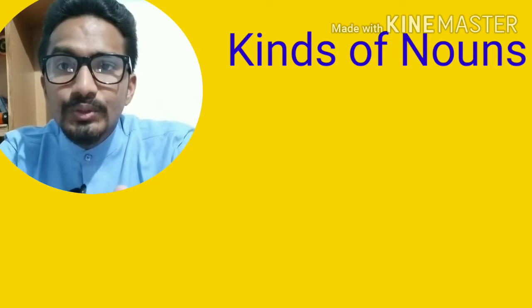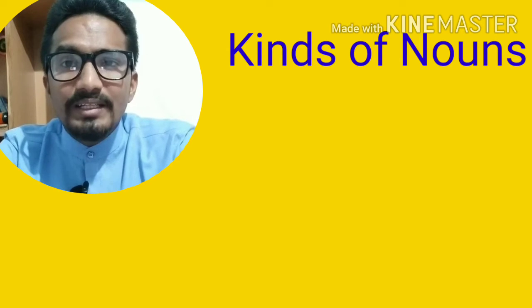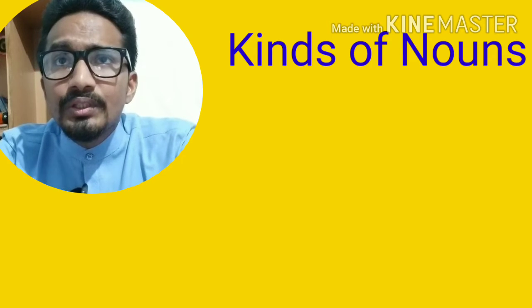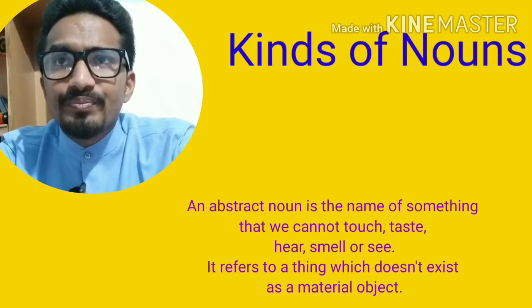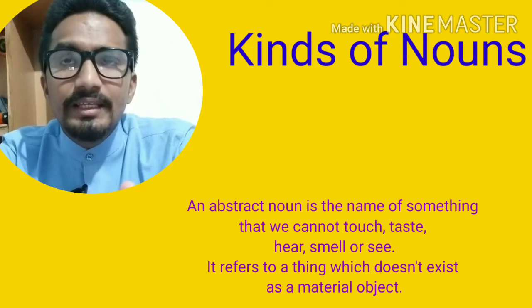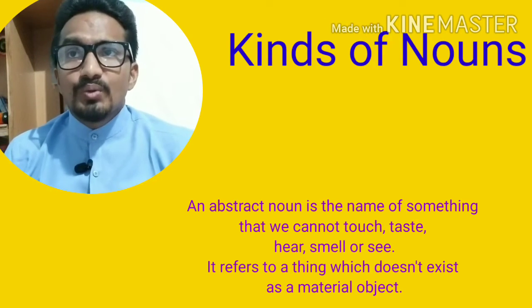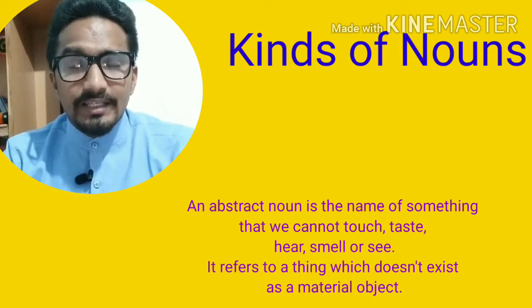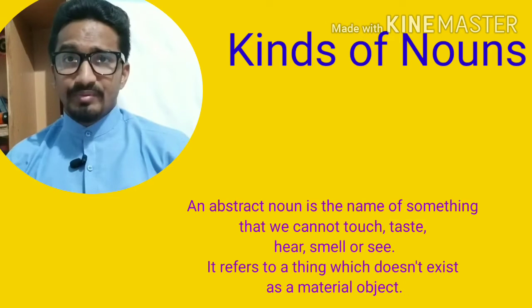Now come back to the second kind, that is called the abstract noun. What is an abstract noun? An abstract noun is usually the name of a quality, action, or state considered apart from the object to which it belongs. In other words, an abstract noun is the name of something that we cannot touch, taste, hear, smell, or see. So remember this definition.